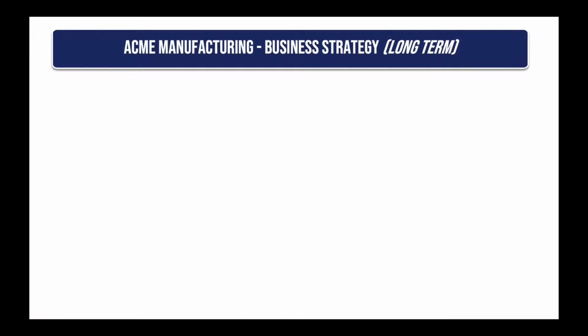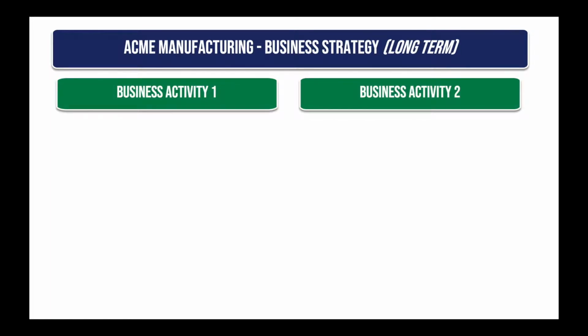I've made up a sort of fictitious business, and I've called it Acme Manufacturing. It's a business which makes some doodads, some products, and they will have, like any other business, a long-term business strategy, which would be set by the board, the CEO, the senior management. And to deliver upon that strategy, Acme Manufacturing will do a number of business activities. They will carry out some operations, which will allow them to meet those strategic goals that they have set.